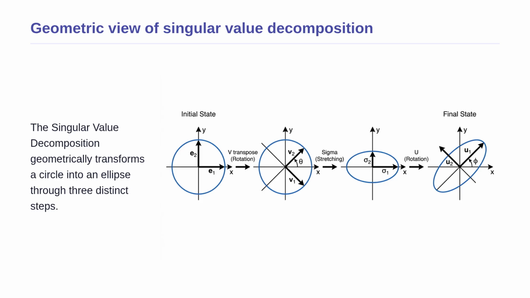The amount of stretch along each axis corresponds exactly to our singular values, sigma 1 and sigma 2. Finally, the last arrow shows the U matrix, applying a final rotation to the ellipse, placing it in its final orientation. This diagram perfectly illustrates how any matrix transformation is just a sequence of rotate, stretch, and rotate.